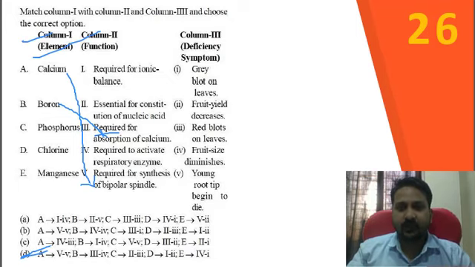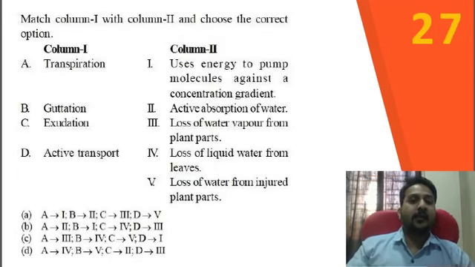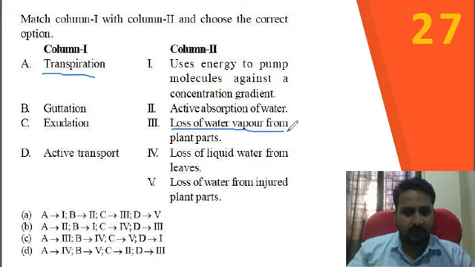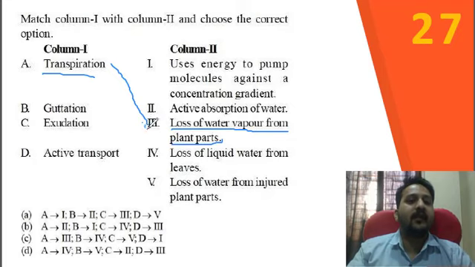Okay. 26. Done. We are moving forward to the next question. 27. Transpiration. Do you know what transpiration is, children? What is transpiration? Transpiration is the loss of water from the water part. That is, A will go with 3. Now you can see there is only one option where A goes with 3.